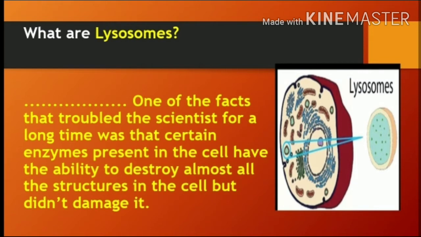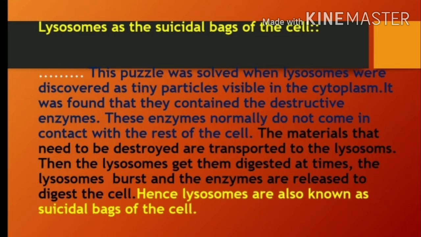When lysosomes were not yet discovered, one of the facts that troubled the scientists for a long time was that certain enzymes which were present in the cell had the ability to destroy almost all the structures in the cell, but they didn't damage it. So why did this happen? There was a doubt among the scientists, but when lysosomes got discovered, scientists got an idea about this. Their puzzle was solved when lysosomes were discovered as tiny particles visible in the cytoplasm.